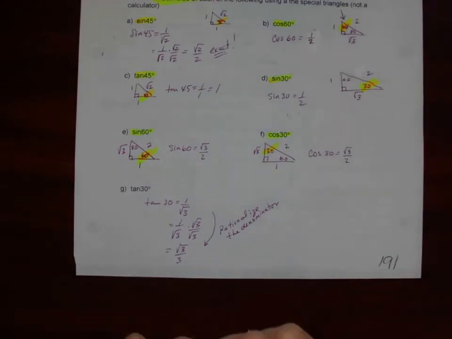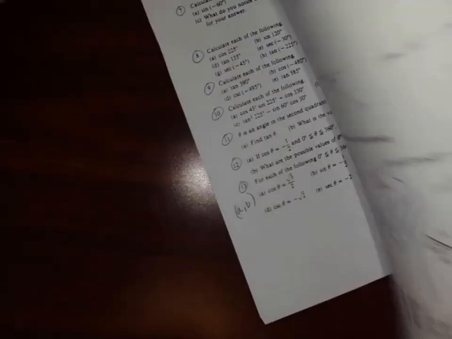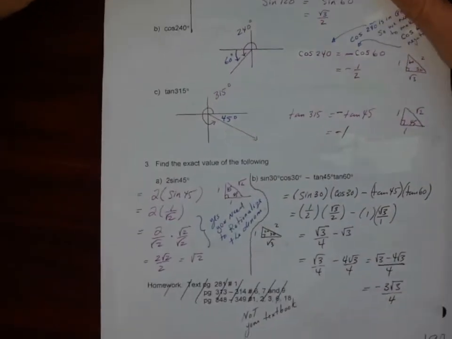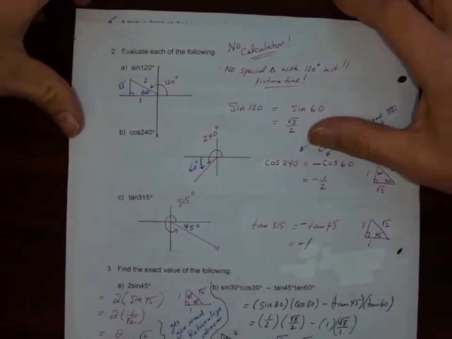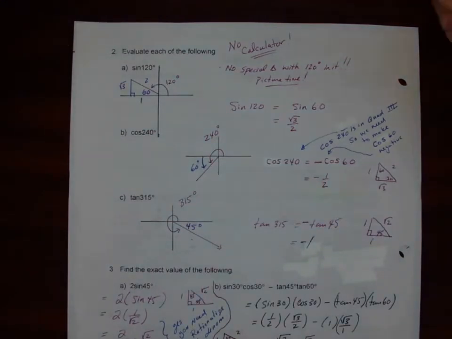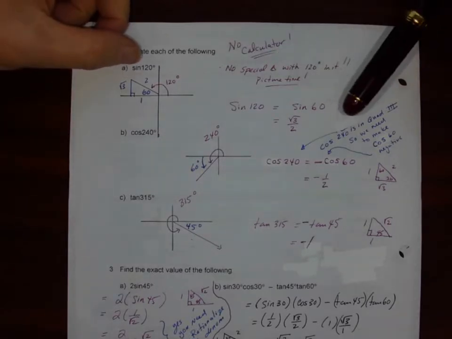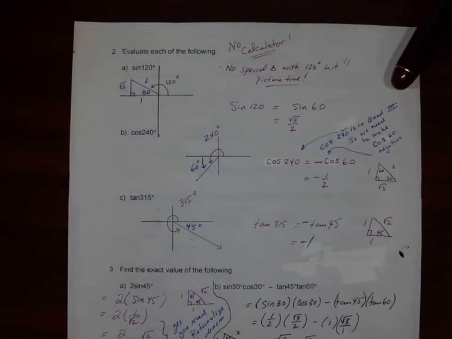So that was page 191. Let's flip over to page 192. The first thing that we notice here is that they're going to ask us to evaluate. That means that we need to get a numerical answer. That's what the word evaluate means. Also, we talked in class, you guys were at the assembly, but we had talked, no calculators with these. So I'm supposed to evaluate the sine of 120 without a calculator, and I want an exact answer.